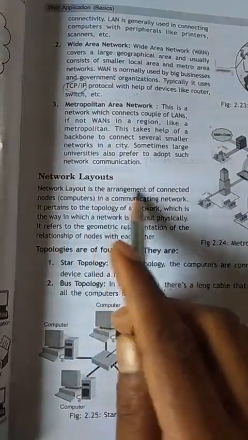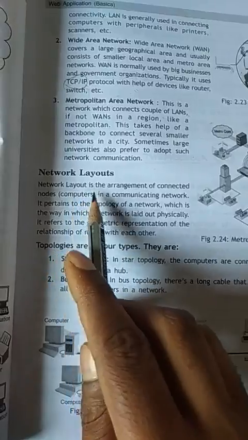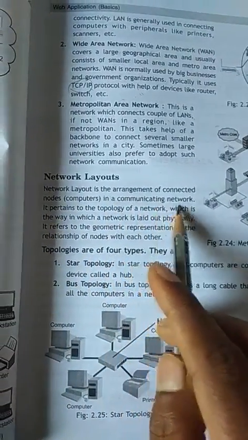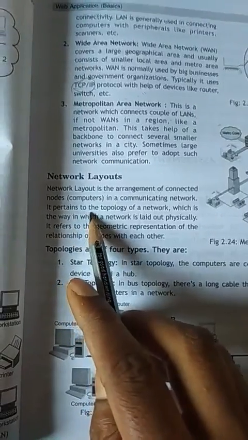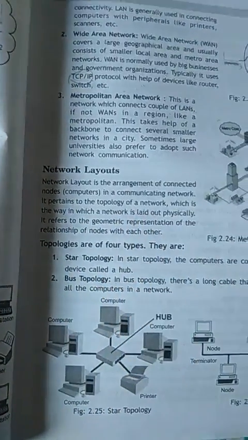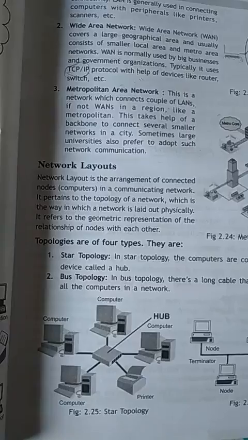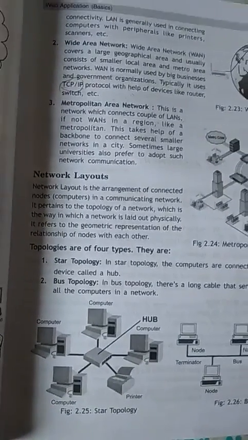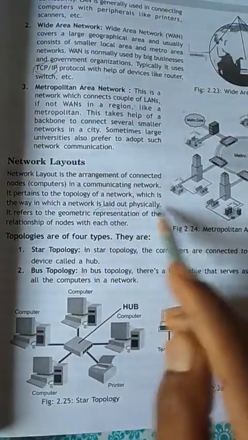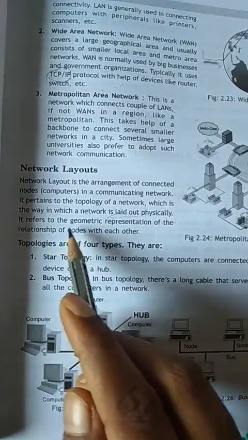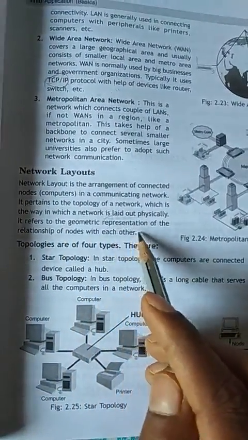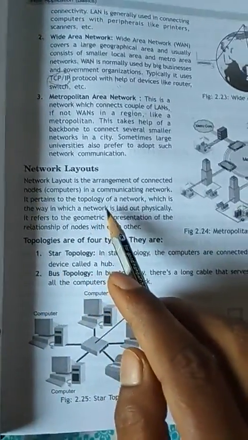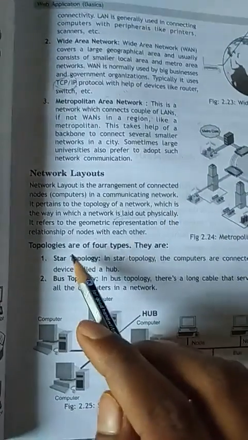Now network layout. What is network layout? Network layout is an arrangement of connected nodes in a communicating network, okay. It pertains to the topology of a network, which is the way in which a network is laid out physically. Okay. It refers to the geometric representation of the relationship of nodes with each other. That means it will use more than one node, okay.